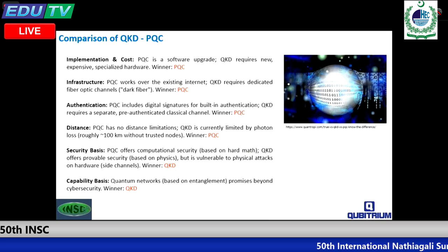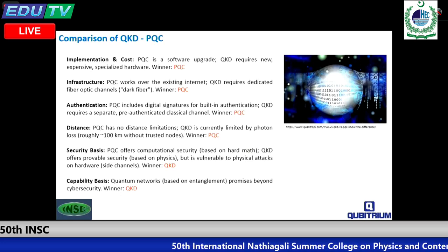In terms of implementation and cost, it's obvious that PQC is the winner, right? You don't need much money. If you look at the PQC projects, you will see that it's less than $1 million. If you look at QKD projects, in Horizon Europe projects, you will see that they are 3 to 5 million euros. So, an order of magnitude difference.